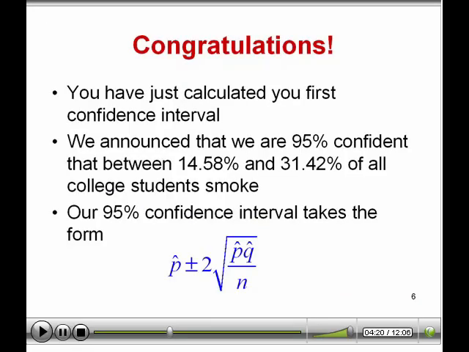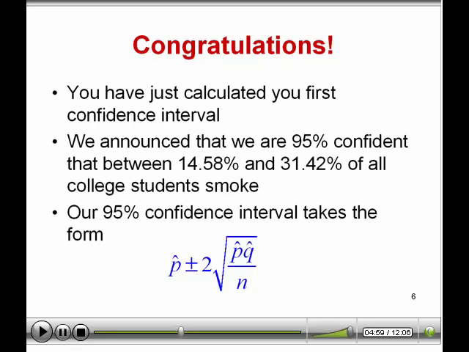So there it is, our first confidence interval. So what is a confidence interval? It's not a single number, but rather a range of values. In this case, the range was from 14.58% to 31.42%. And there is also a statement of how sure we are that our proportion is in that range. In this case, 95% sure. This 95% is called the confidence level.